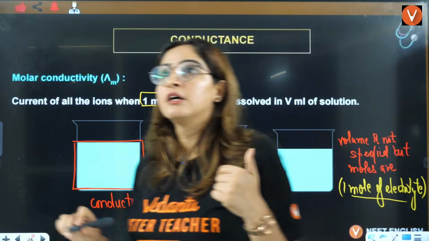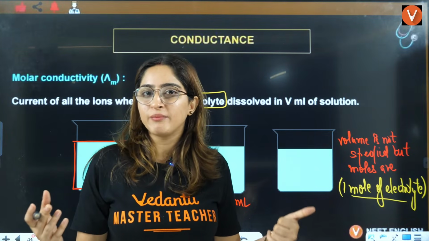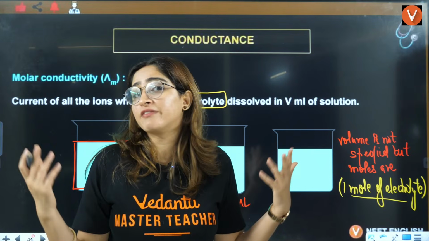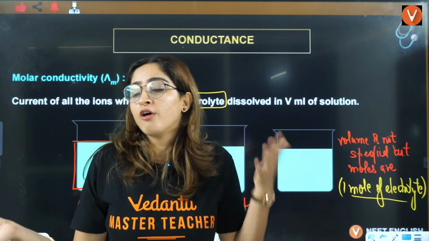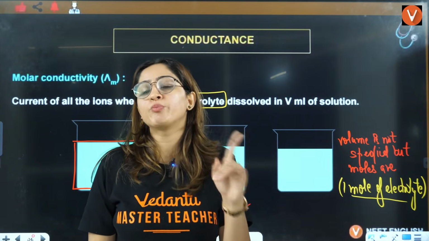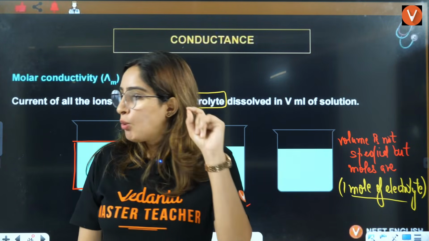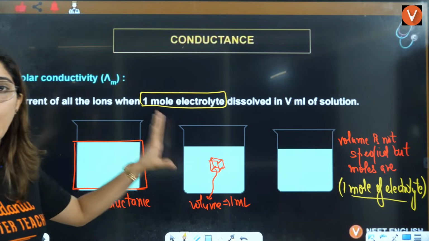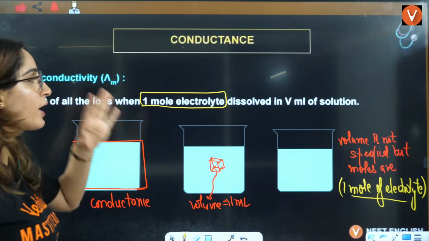Now that 1 mole can be in 1 milliliter, it can be in 2 milliliter, it can be in 3, it can be 4, it can be 5, it can be 6, doesn't matter. Volume can be anything, right? But moles has to be 1 only, right? Moles has to be 1 only. That is molar conductivity. Okay?